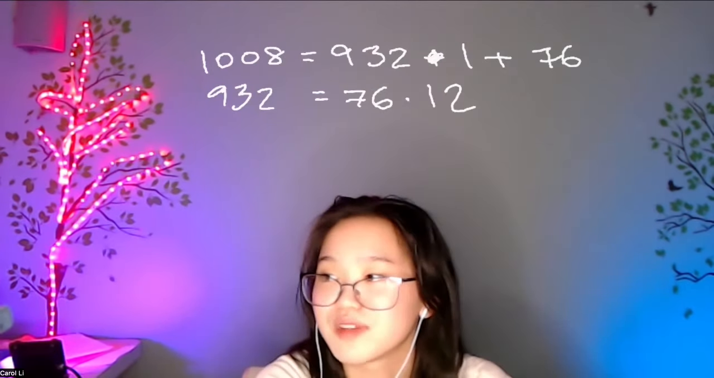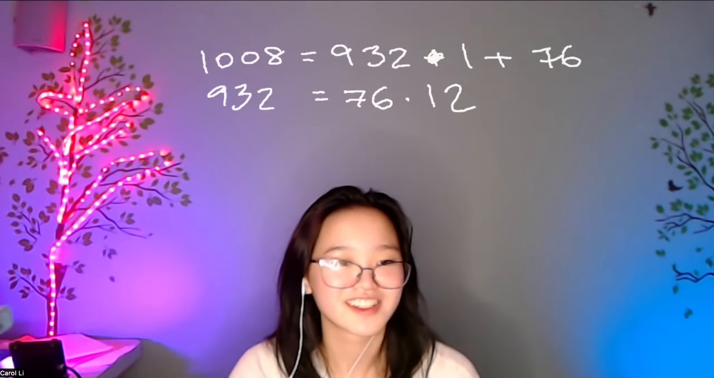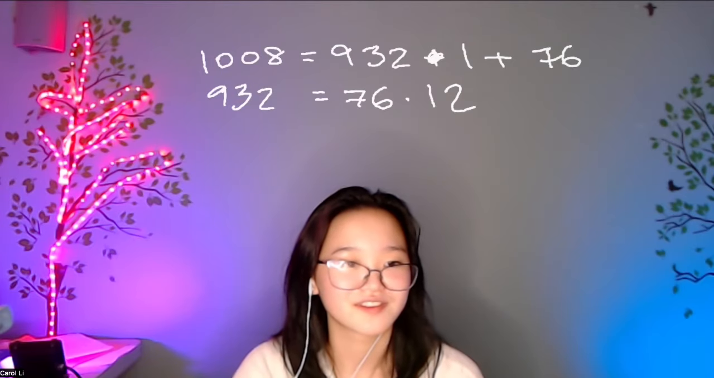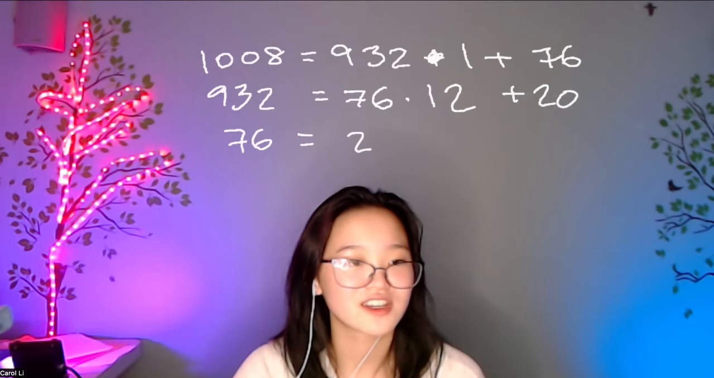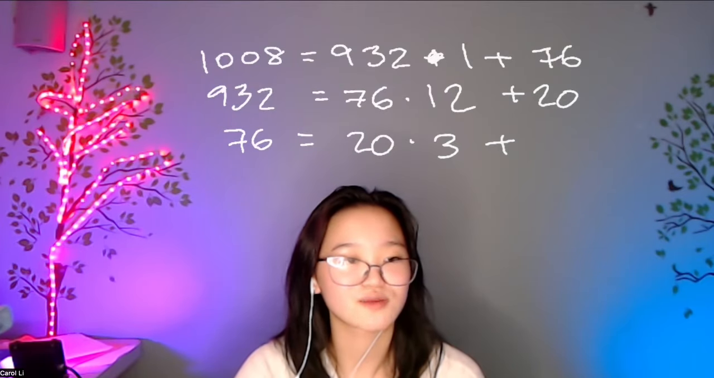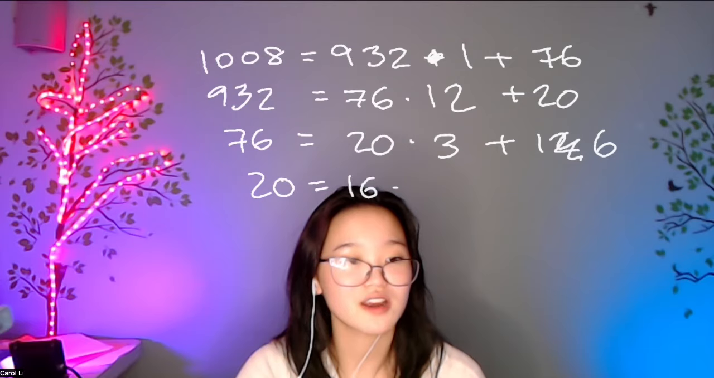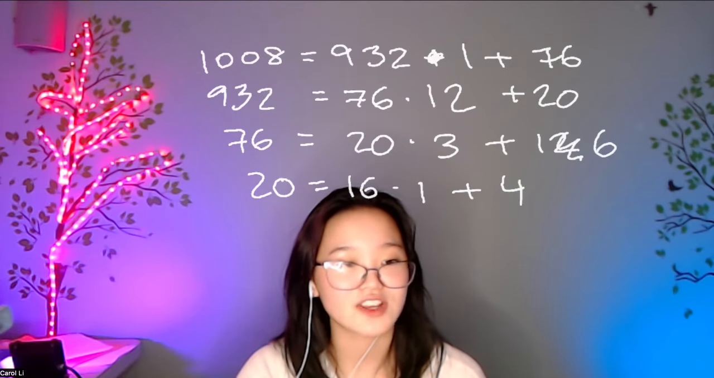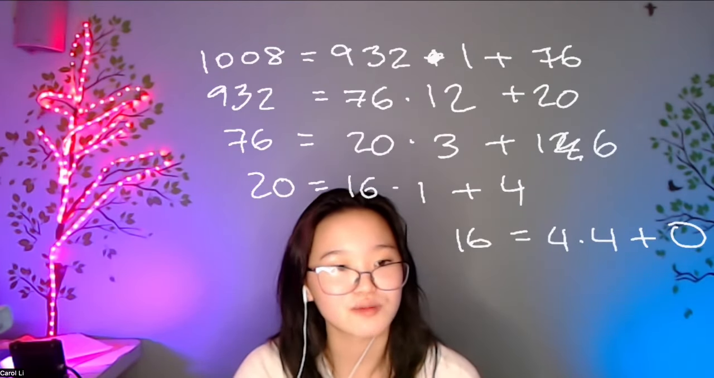I don't have paper with me at the moment. Okay, it's 20 plus 20, and then keep going. And then 76 equals 20 times, what's the quotient? 3, plus 16. And then 20 equals 16 times 1 plus 4. And then you get 16 equals 4 times 4 plus 0. So the last non-zero one would be 4.